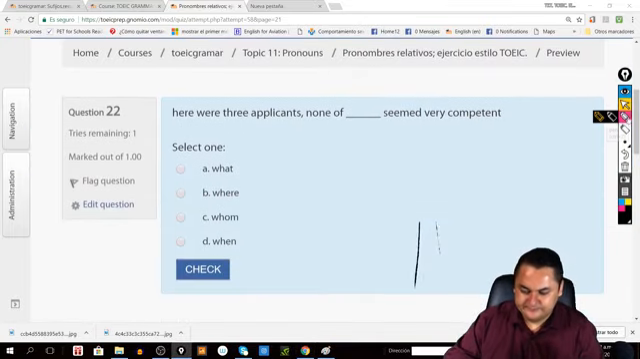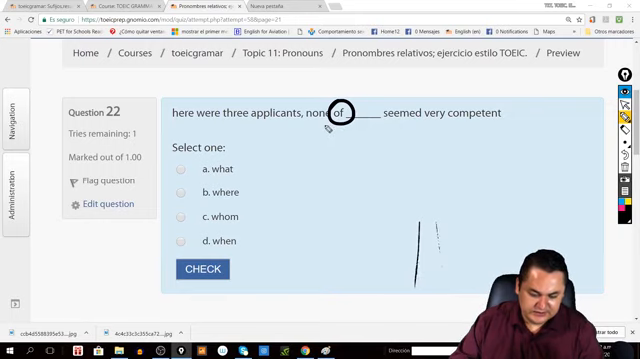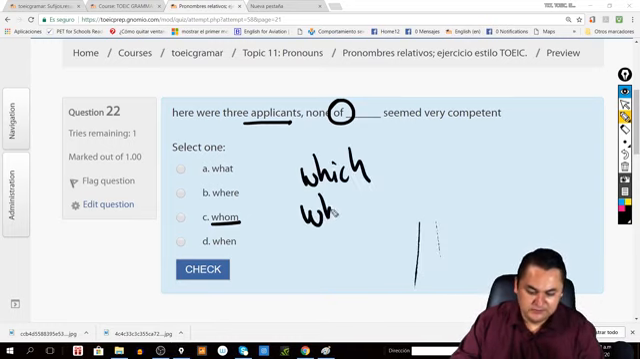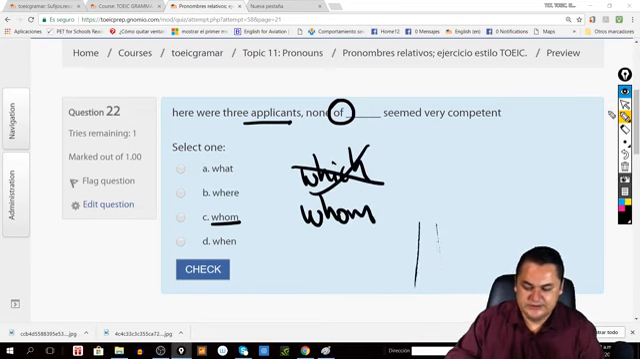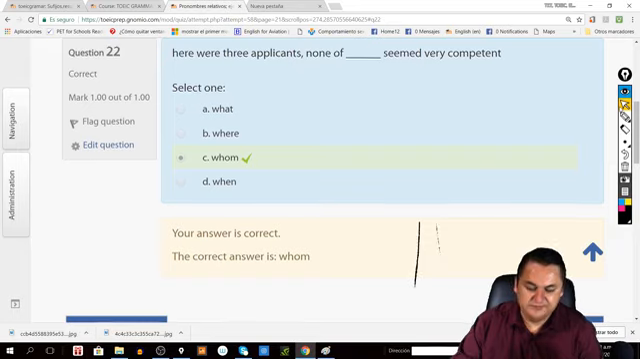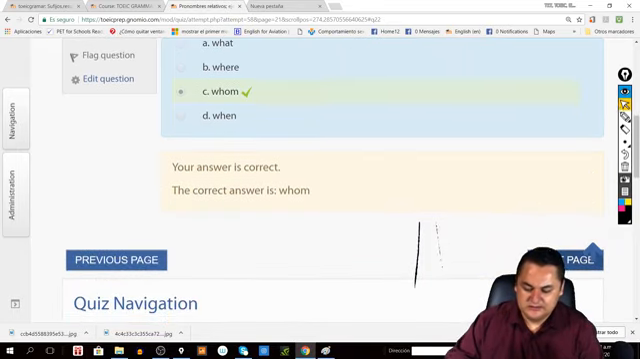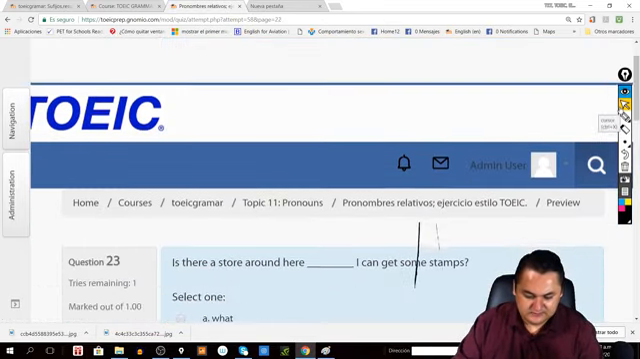Here, I have a preposition. And for prepositions, I can have three applicants. So that's people. And for prepositions, we only have which and whom. But there's no which. So our answer is whom. Knowing that they are being referred, meaning the applicants.